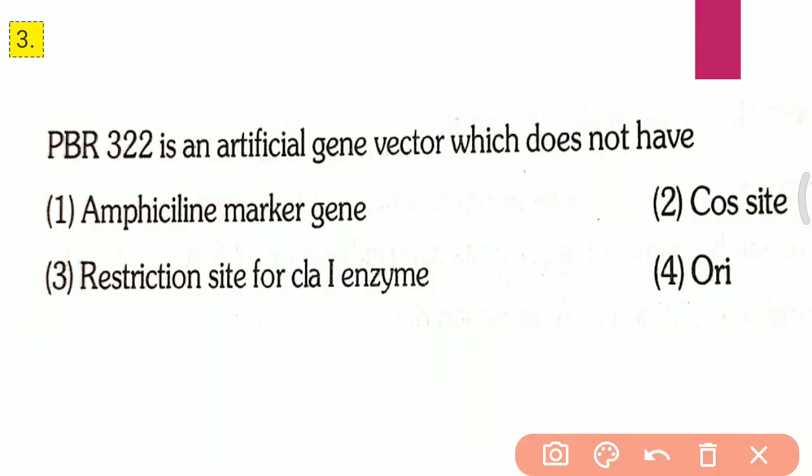Question third. PBR322 is an artificial gene vector which does not have first ampicillin marker gene, second cos site, third restriction site for Cal1 enzyme, fourth RI. I repeat the question. PBR322 is an artificial gene vector which does not have. And the answer for the third question is second one, that is cos site.